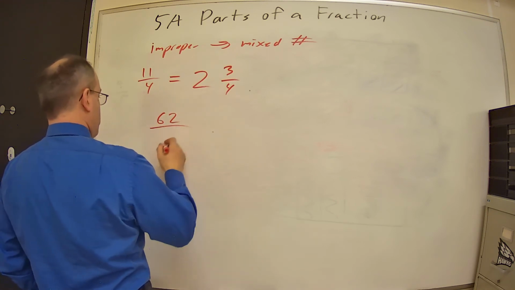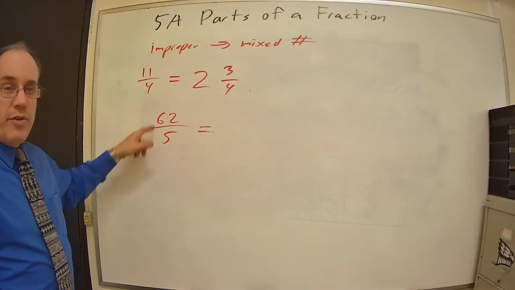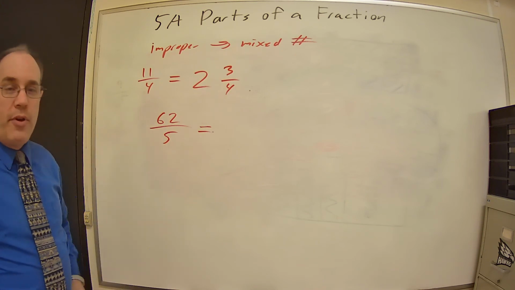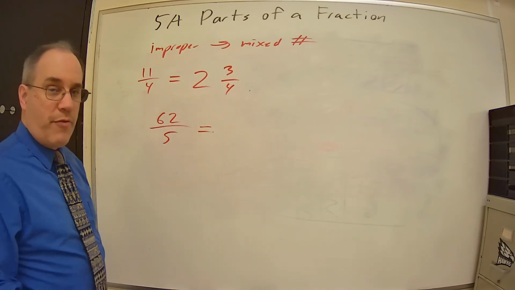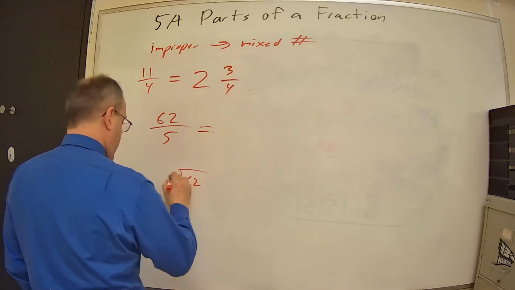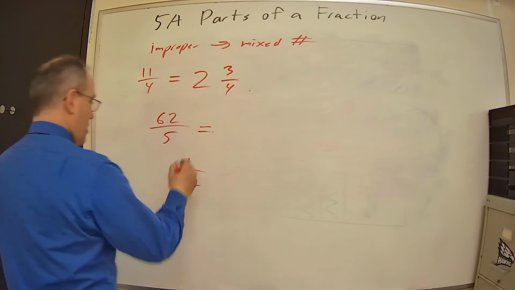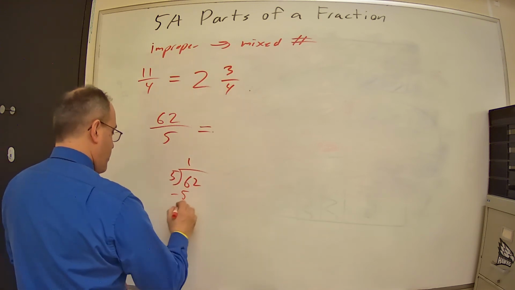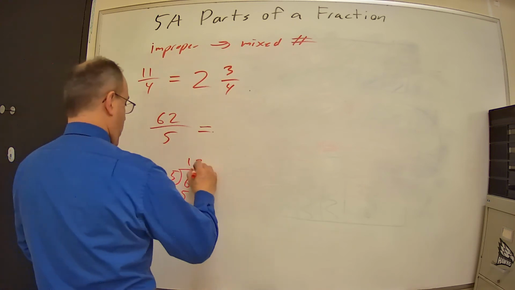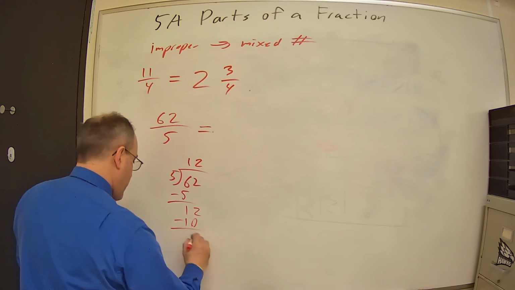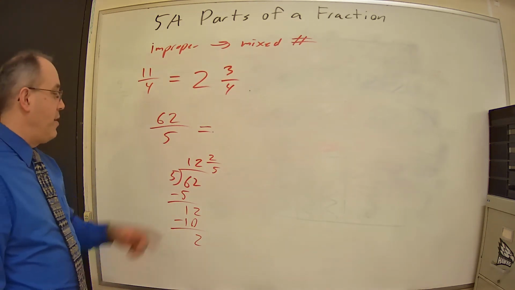62 fifths. It's an improper fraction. The numerator is greater than the denominator. So I want to know how many times does 5 go into 62? Remember, if I were dividing 62 by 5, how many times does 5 go into 62? I can look at this and go, oh, 5 goes into 6 once. 1 times 5 is 5. Subtract, I get 1, bring down the 2. How many times does 5 go into 12? Twice. 2 times 5 is 10. Subtract, I get 2. Gives me a remainder of 2, which will be divided by 5. So I get 12 2/5.